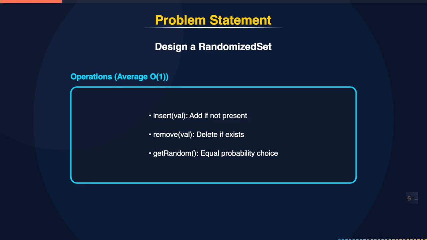Think of the challenge here. A hash map gives us O(1) insertion and deletion, but it does not support O(1) random access. An array or list gives us O(1) random access using an index, but deleting an element from the middle takes O(n) time because we have to shift elements. To achieve O(1) for everything, we need to combine these two.